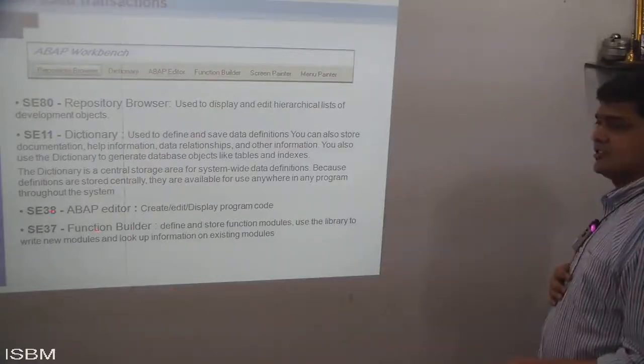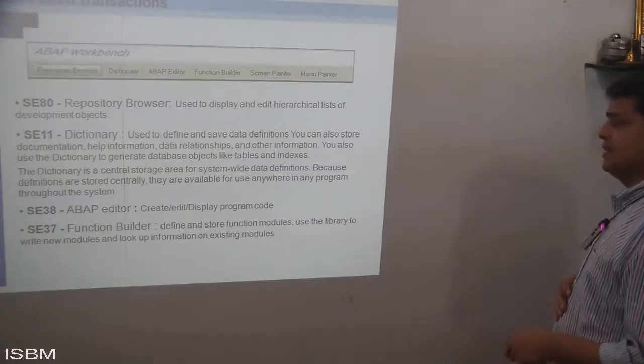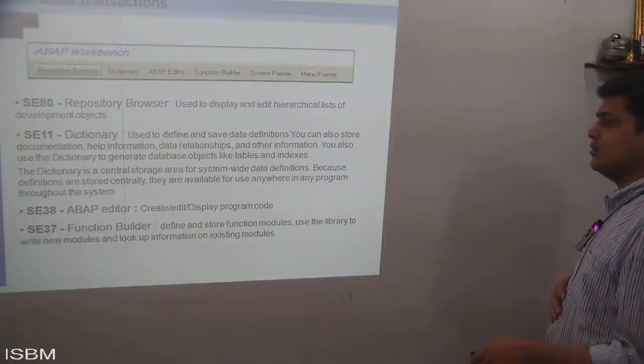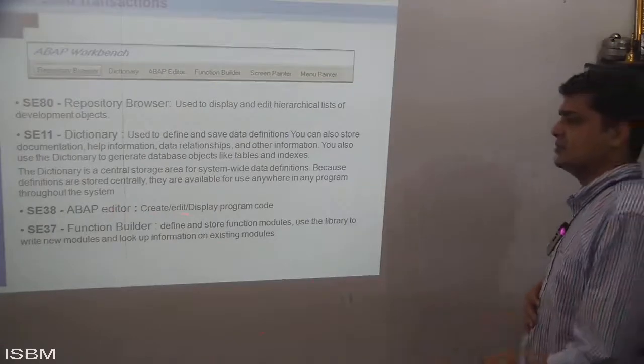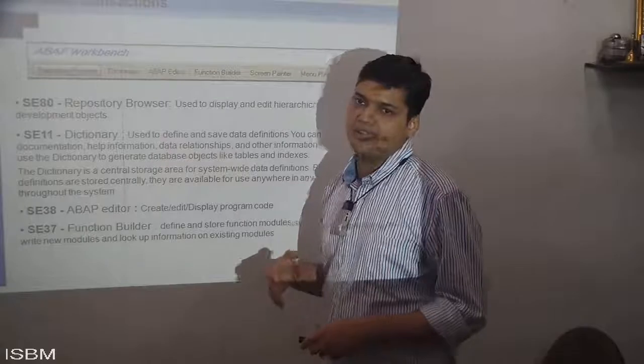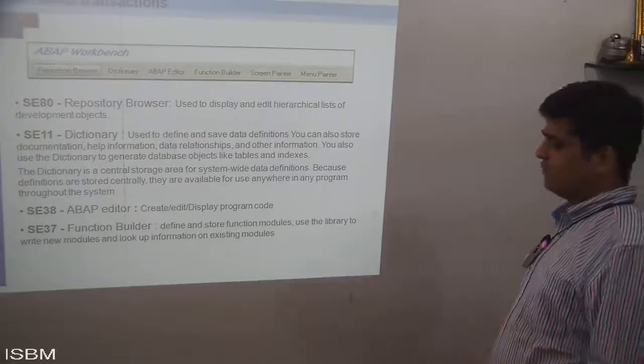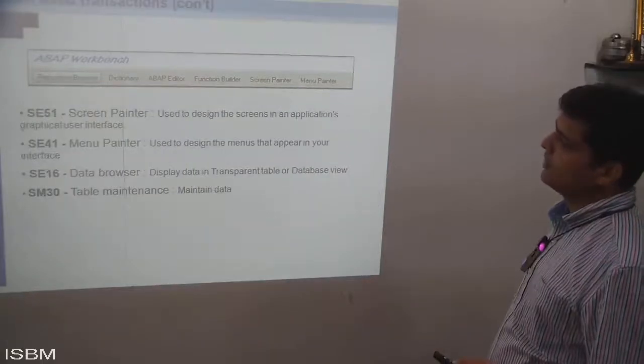Then we have SE37, which is called the function builder. Define and store function modules. Use the library to write new modules and look up information on existing modules, which is called a function builder, in which we are creating the function module in the function builder.